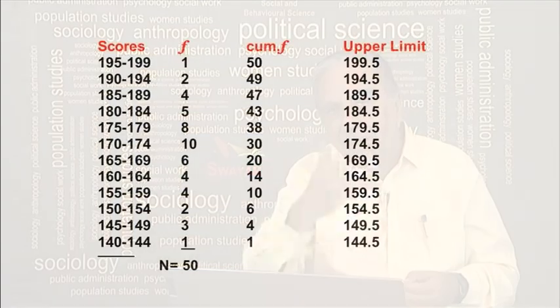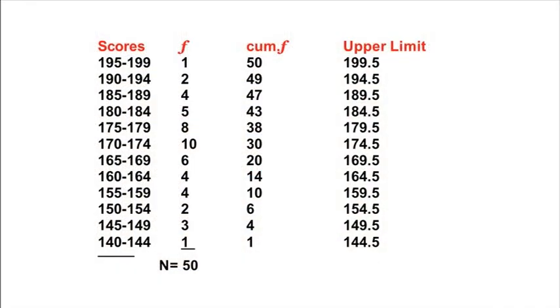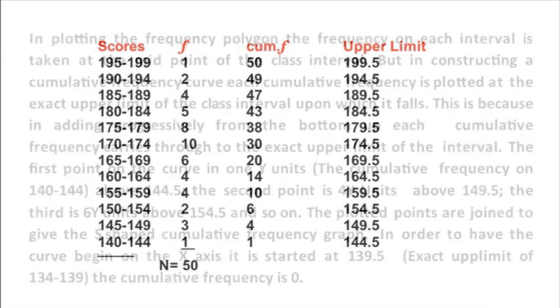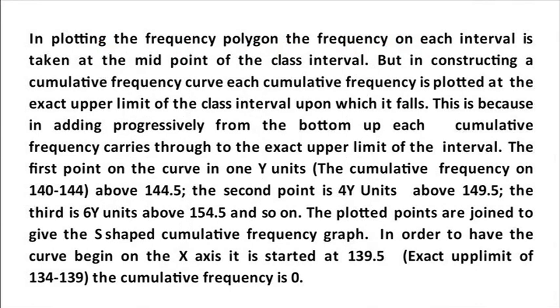So, upper limit, add 0.5. First of all, you calculate the cumulative frequencies and determine the upper limit of the class interval. Now, in plotting the frequency polygon, the frequency on each interval is taken at the midpoint of the class interval, but in constructing a cumulative frequency curve, each cumulative frequency is plotted at the exact upper limit of the class interval upon which it falls.